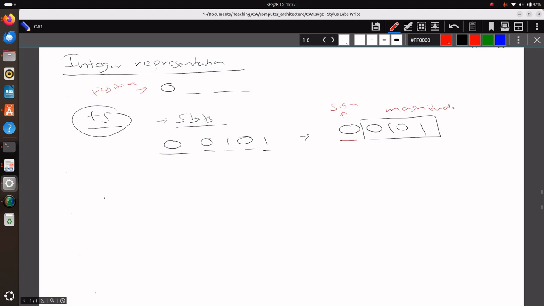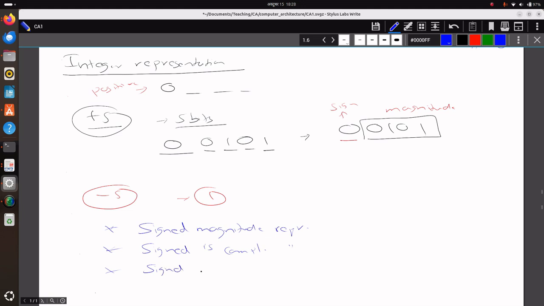But what happens when we need to represent a negative number? When the number is negative, the sign is represented by 1, but the rest of the number may be represented in 3 possible ways. The first way is sign magnitude representation. The second is signed ones complement representation, and the third is signed twos complement representation. So what are each of them? Let's see.